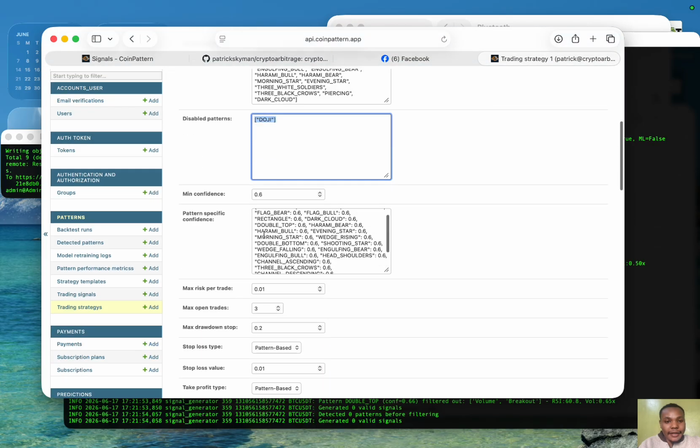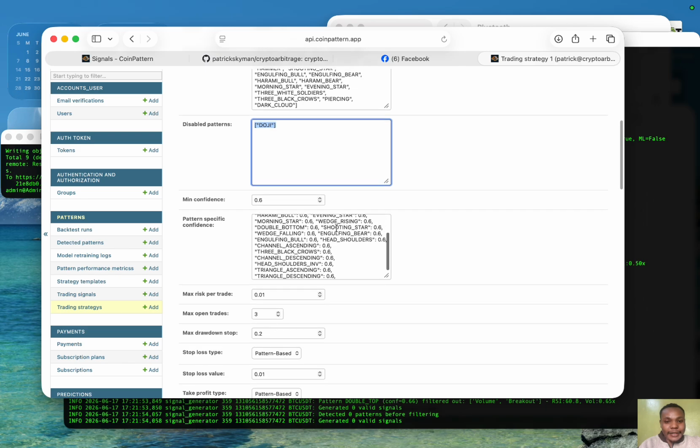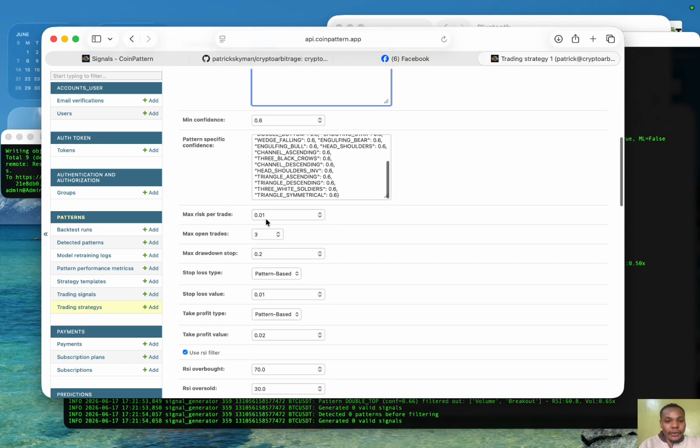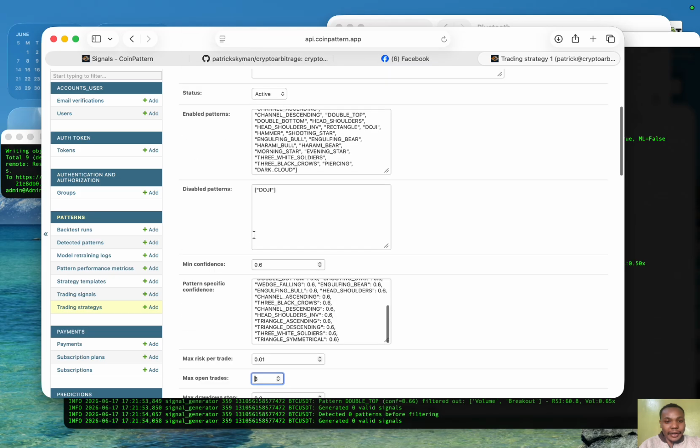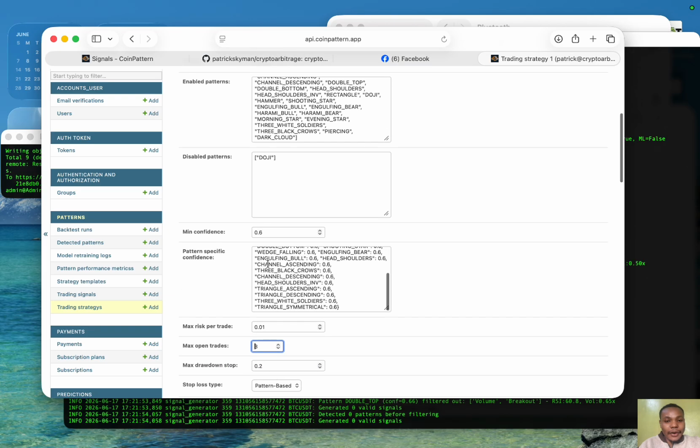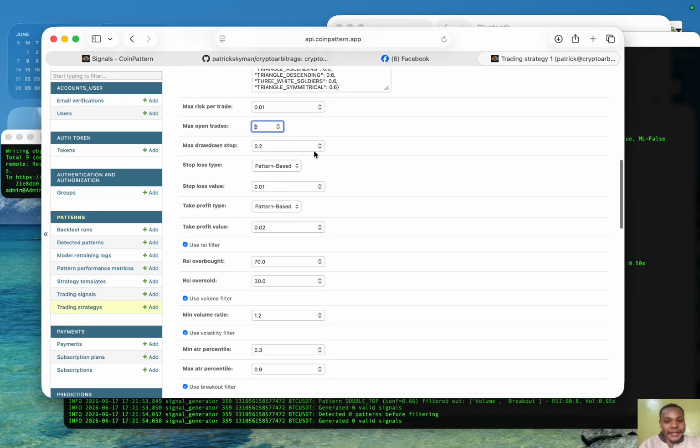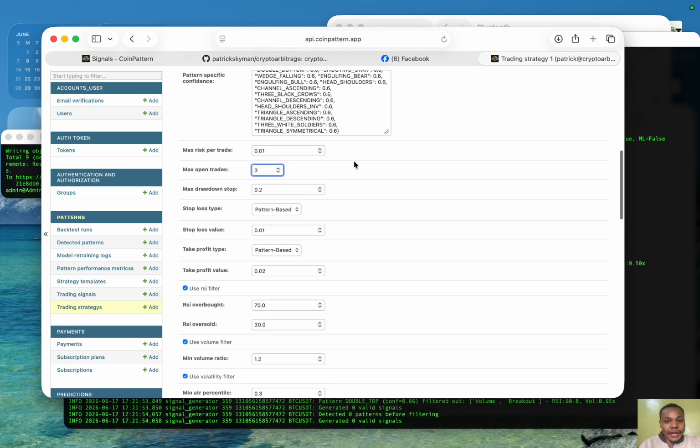It would be more of guesswork, because a doji is a neutral signal. We also have the pattern-specific confidence. We are setting it to 60%. You can set it higher, to maybe 65 or 70, or maybe 50 if you want access to more signals. And then we are risking 1%, and we are setting the maximum number of trades to 3. This means that at any given point, you can't have more than 3 trades running simultaneously.